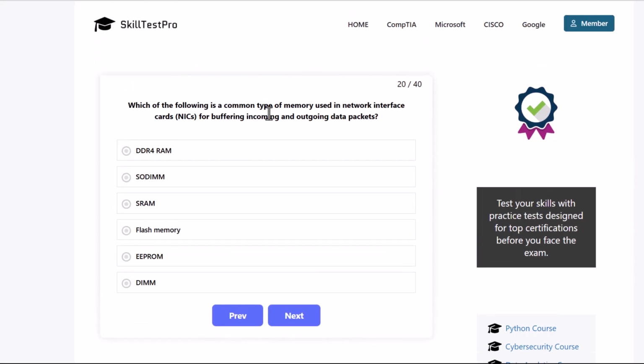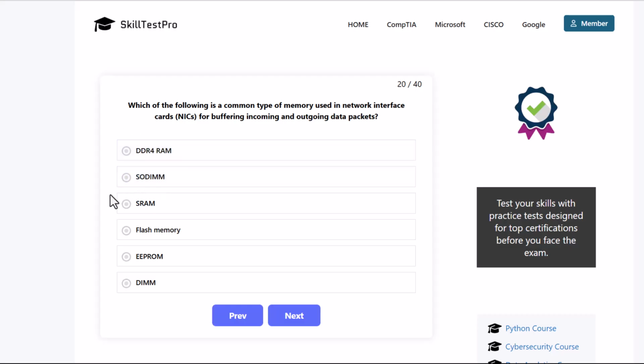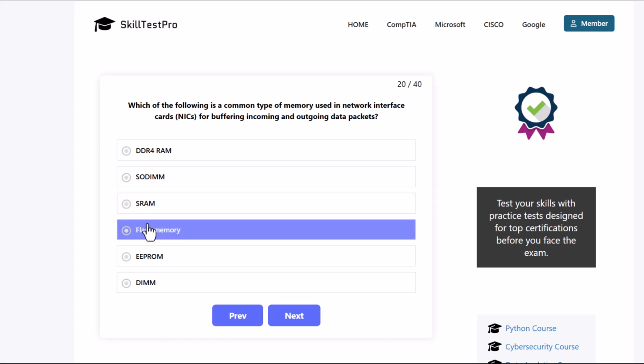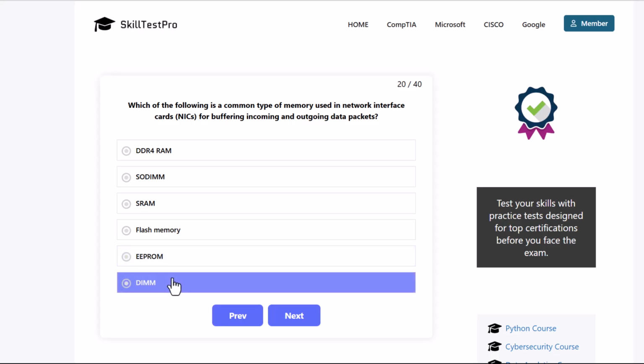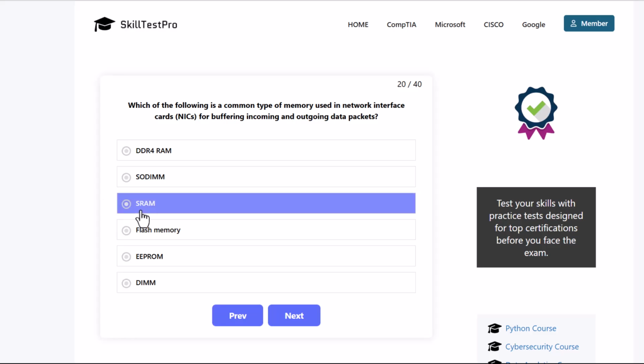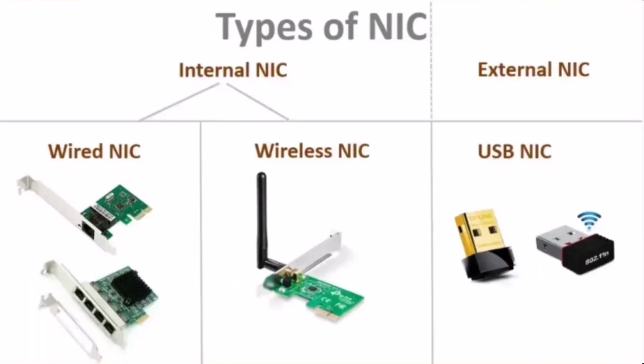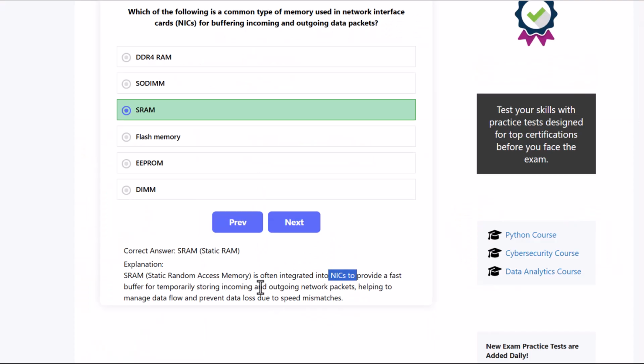Which of the following is a common type of memory used in network interface cards or NICs for buffering incoming and outgoing data packets? DDR4 RAM, SODIMM, SRAM, flash memory, EEPROM, or DIMM? And here the correct answer is SRAM. As SRAM, static random access memory, is often integrated into NICs or network interface cards to provide a fast buffer for temporarily storing incoming and outgoing network packets, helping to manage data flow and prevent data loss due to speed mismatch.